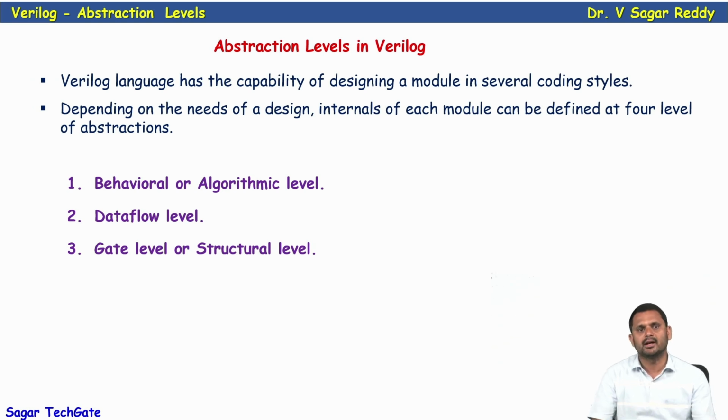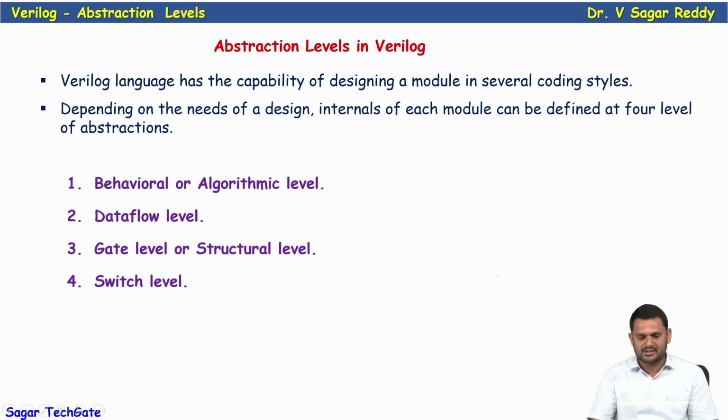In structural modeling, we describe a digital circuit by explicitly specifying its interconnection between various modules, maybe gates, etc. For example, if you want to design a full adder by using half adders, we instantiate 2 half adders in the full adder. So it is a structural modeling style.